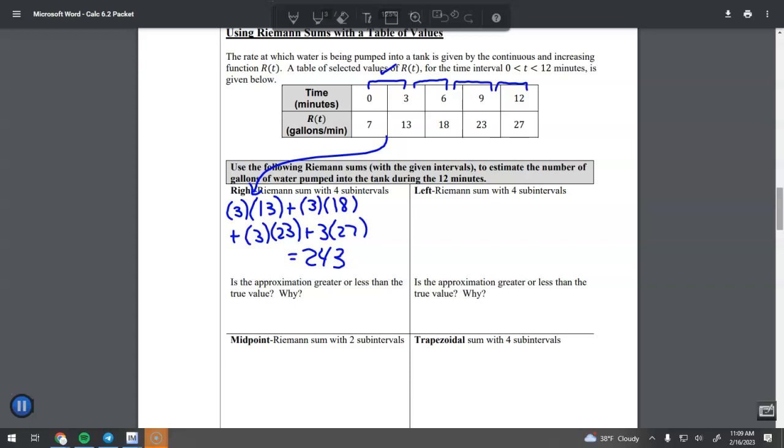Is the approximation greater or less than the true value, and why? What is that function doing? It's increasing. So if it's increasing, and we're on the right-hand side of it, that's the biggest point of that interval, right? So it's going to be an overestimate. So it's greater because R of t is increasing.